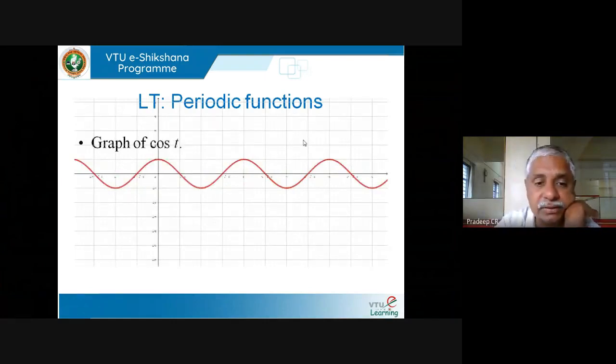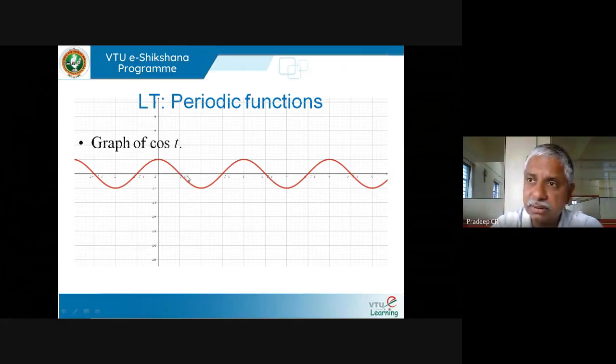Let me try to graph this cos function. So this is a sine function. The cos function has a phase lag of pi by 2. You know this. I mean, cos t you must have plotted several times before. Cos 0 is 1. Cos pi by 2 is 0. Cos 3 pi by 2 is minus 1. Cos 2 pi is 0. So, correct?